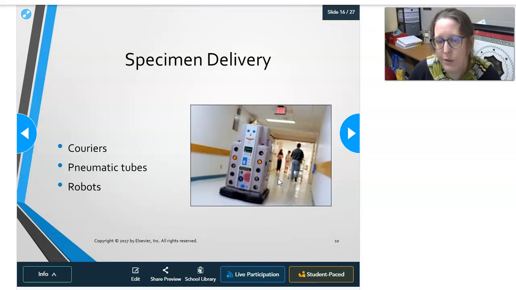Couriers can be used too, so this will be more what happens when you are sending testing samples to a reference lab, or maybe you're a reference lab or a bigger lab and they're bringing specimens in from clinics and stuff like that. So couriers usually are people that are moving the samples from collection sites to testing sites, usually in cars or vans, and they make sure that it's appropriately refrigerated and transported to the location that it needs to go to.